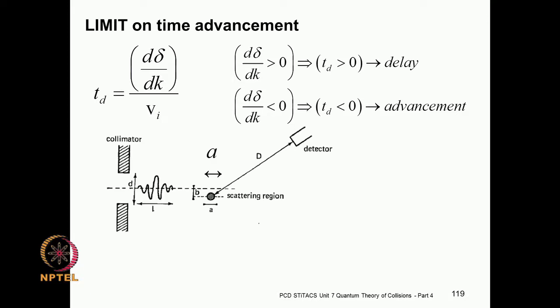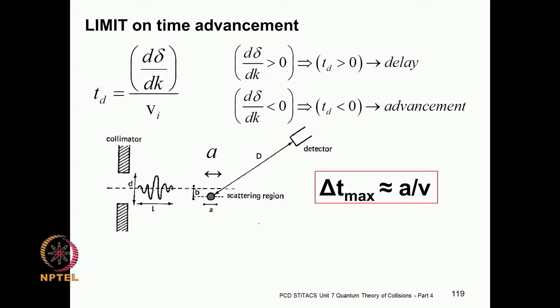But how negative can it get? If you look at this picture, the incident wave is going to interact with the scattering region over a certain width A, and it takes a certain amount of time to cross that. So, the maximum time delay or time advancement in this case can at the most be A over v. It cannot be more than that, because otherwise causality will be broken.